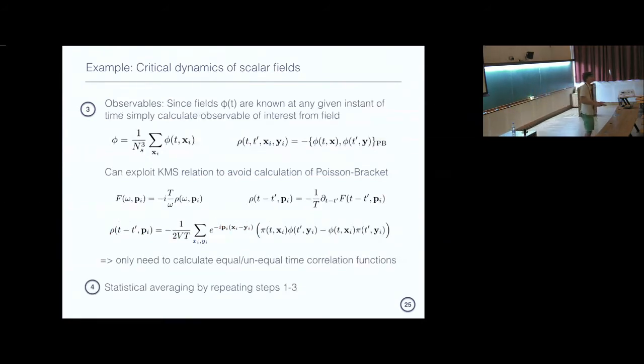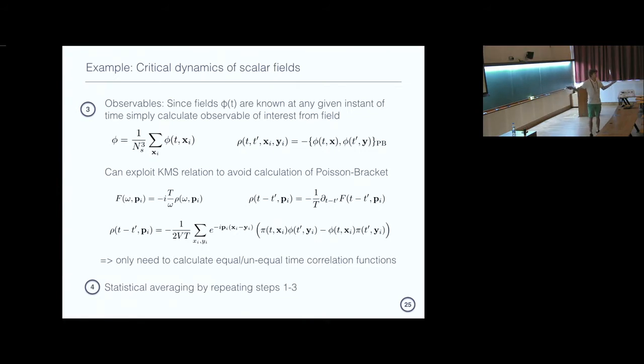The good thing is, we now know the field as a function of time and space, at least on this discrete lattice. And so basically, if we have simple observables, all we have to do is plug this in. For instance, if we want to measure the order parameter, we just take the field that we have, average it over all the lattice sites, and that's our order parameter.